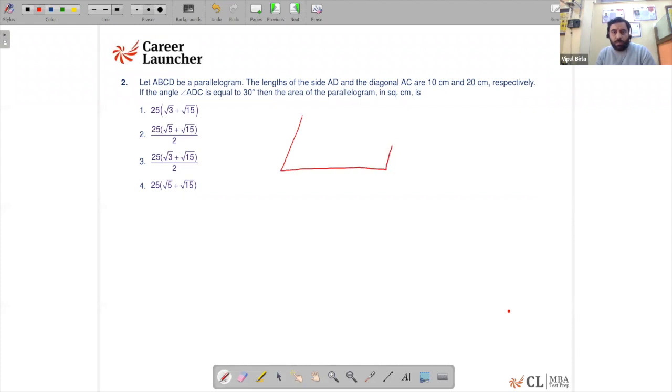Let's say this is A, B, C, D is a parallelogram, and they've given that the length of the side AD and diagonal AC. Okay. So this side AD is given as 10 and this diagonal AC is given as 20, and this angle ADC is given as 30°, and we are supposed to identify what is the area of the parallelogram. So if it is 10, this is also 10. Let's say this side is X, so this is also X.